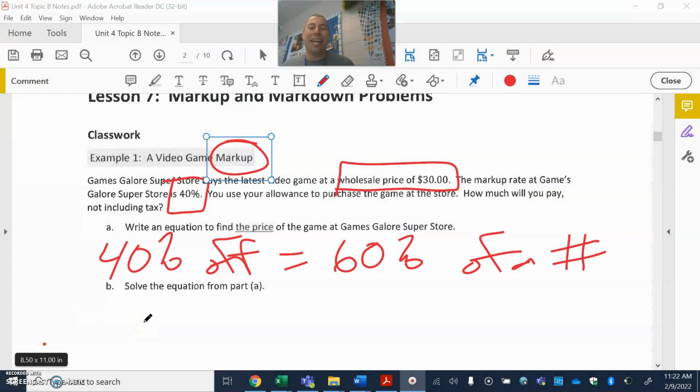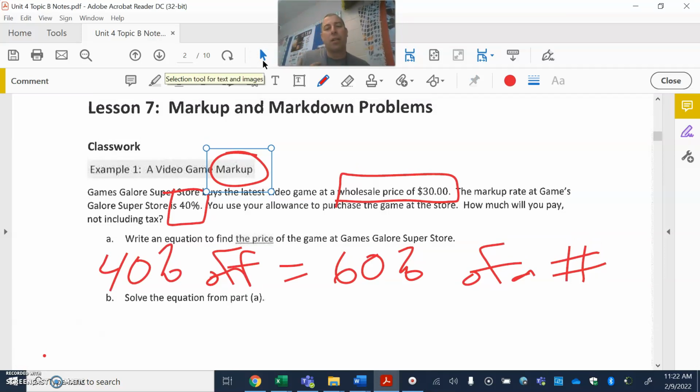So what we want to look at here in this lesson number 7 that we are in is markup and markdown problems. In example number 1, we've got a markup. We're dealing with a game store. They're buying the video games at $30, and then they've got a markup. They're marking it up 40%. And again, that's the way the world operates. That's why you can find better prices at different places.